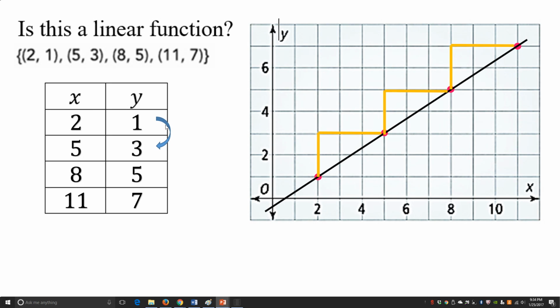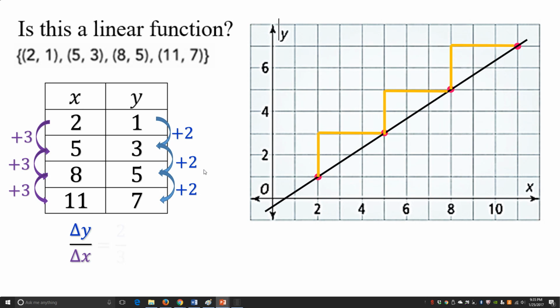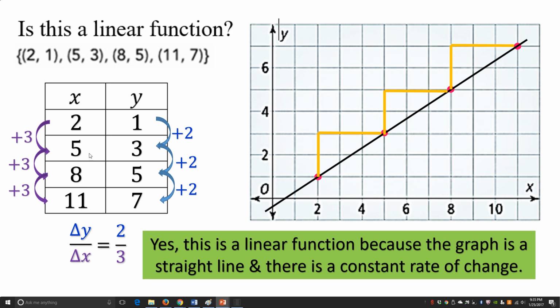So what's it changing by in the y? To go from 1 to 3, we have +2. To go from 3 to 5, we have +2, +2. And then on the left side, our horizontal change, our x, is +3, +3, +3. So the rate of change is 2 over 3 because we have y over x. Therefore, this is a linear function for both of the key features. It has a straight line and the rate of change is a constant rate of change.